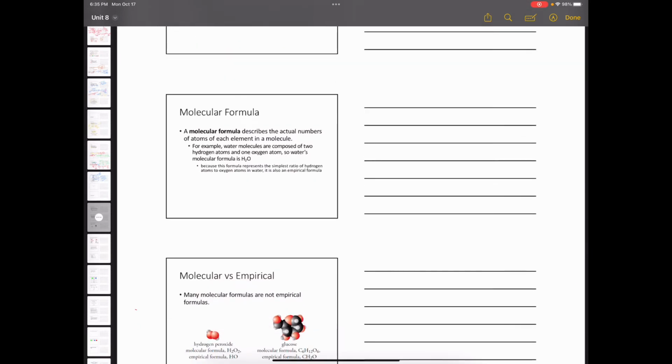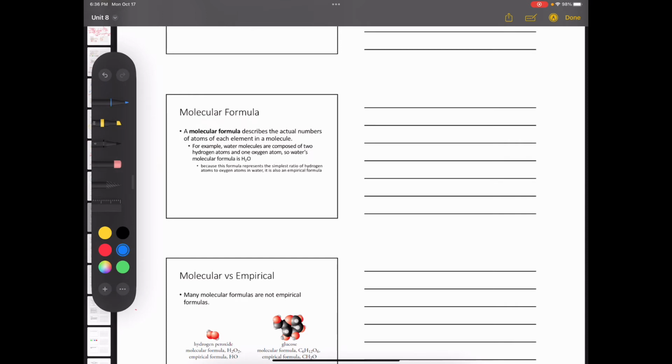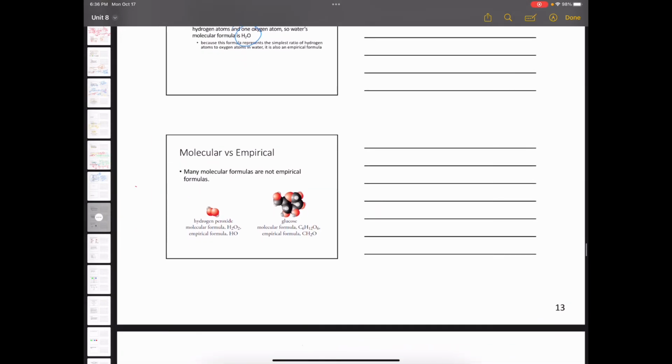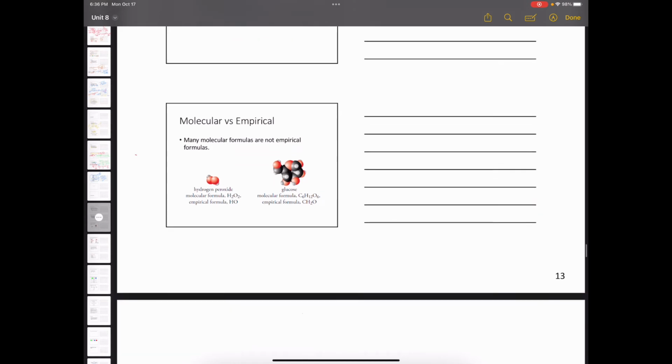Molecular formula, on the other hand, like I mentioned earlier, describes the actual number of atoms of each element in that molecule. So when you're talking about something like H2O, the chemical formula H2O means we have 2 hydrogens and 1 oxygen. So it represents the actual count of atoms for hydrogen as well as oxygen within the chemical formula for water. Sometimes the empirical formula and the molecular formula can be the same.